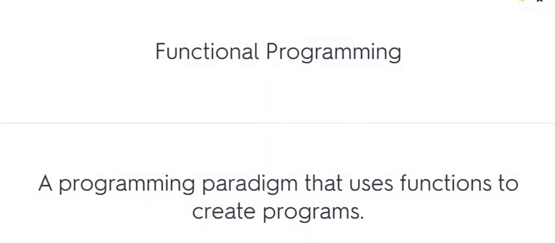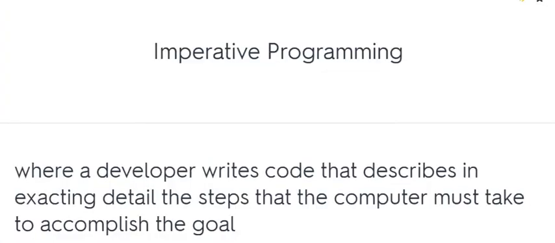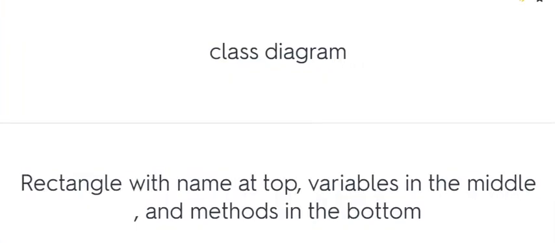Functional programming, a programming paradigm that uses functions to create programs. Imperative programming, where a developer writes code that describes in exacting detail the steps that the computer must take to accomplish the goal. Class diagram, rectangle with name at top, variables in the middle, and methods in the bottom.